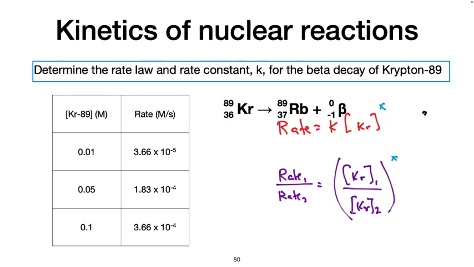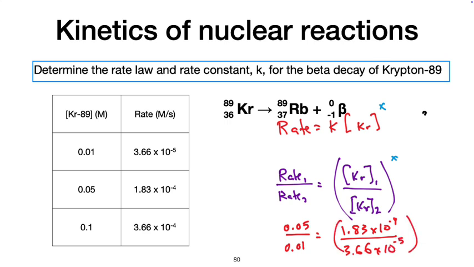this. I'm going to put 2 on top, so 0.05 over 0.01 equals 1.83 times 10 to the minus 4th over 3.66 times 10 to the minus 5th to the X power. Okay? So I put experiment 2 over experiment 1. Okay? This can be inverted. Doesn't really matter.